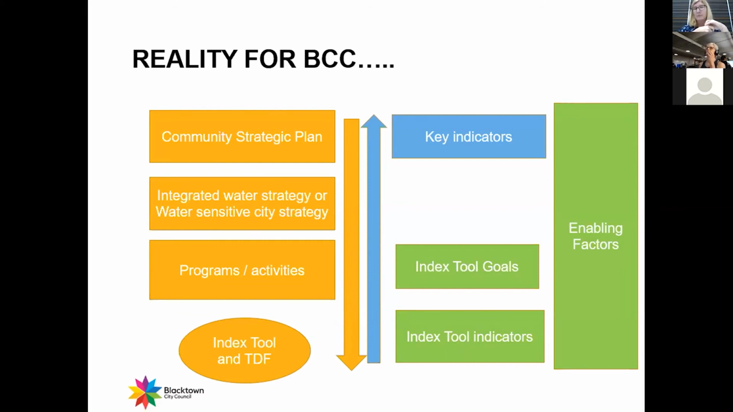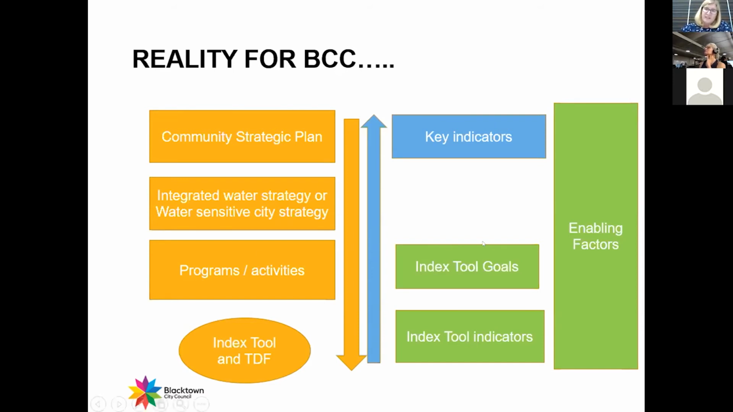We also have some pretty good programs that have been quite well embedded and have their own goals and targets. With the integrated water strategy, we know that it sets a vision, and it goes a long way. It sets a vision for council to help our city move towards the water sensitive city. But we know that it's not everything we need to do. So there were some gaps that needed to be filled, which is why I wanted to embark on the journey of doing the Water Sensitive Cities Index and the Transition Dynamic Framework.